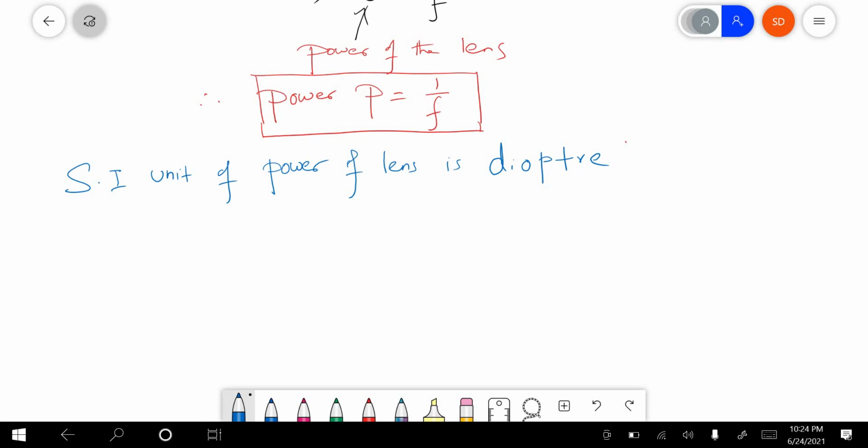In the next section, I'll be discussing the combination of thin lenses in contact. I hope you have understood the power of a lens.